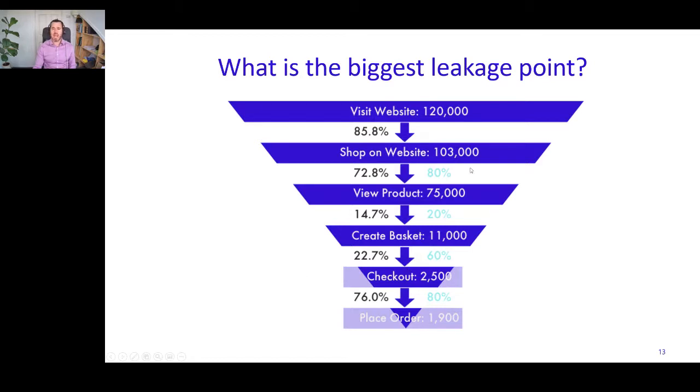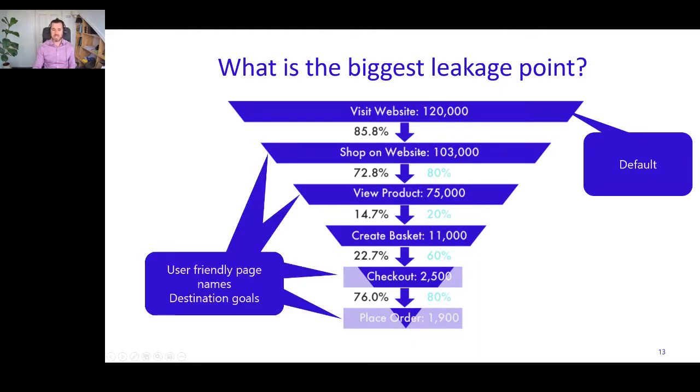So I need to know this information and the tracking I need for that. With a website, I get that by default. That's just sessions. These four, shop on website, view product, checkout, place order. That's where I need user-friendly page names. Definitely for these. And then if I've got user-friendly page names in place, I create a destination goal for each stage. These will become goals. And if you've got goals, you then get goal completions, same as sessions. This funnel becomes easy to get.